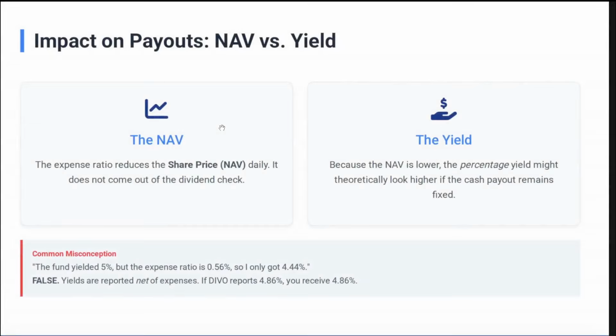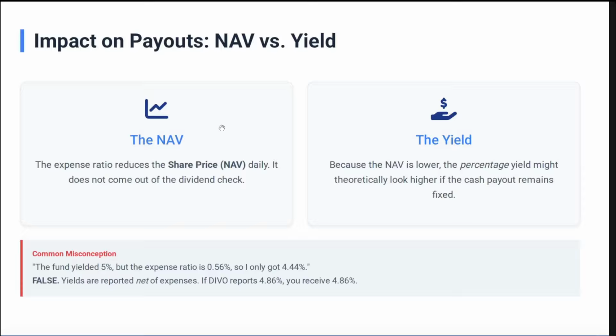Impacts on payouts, right? NAV versus yield. We've got to understand the NAV. The expense ratio reduces share price with NAV daily. It does not come out of the dividend check. You will not see it.